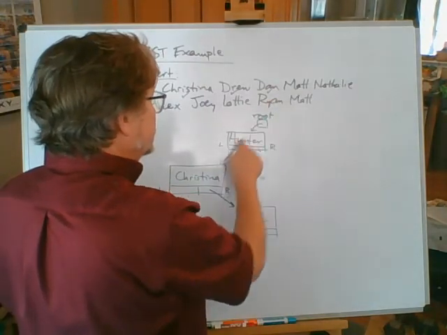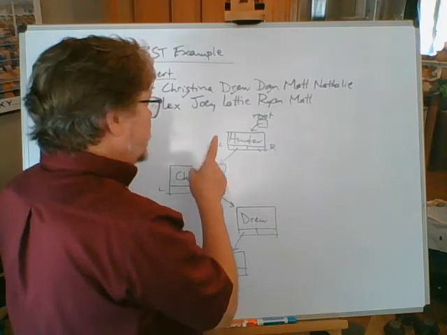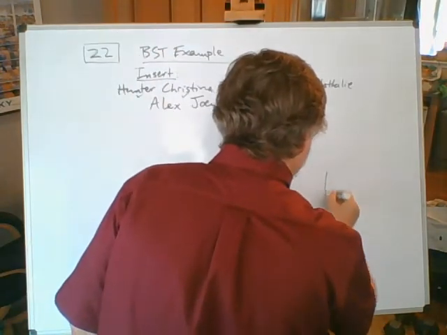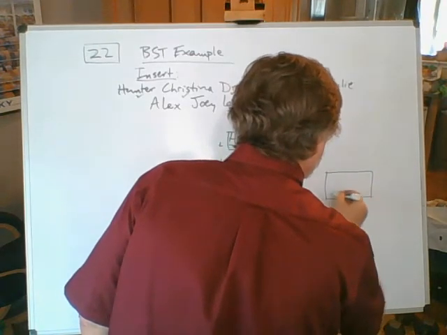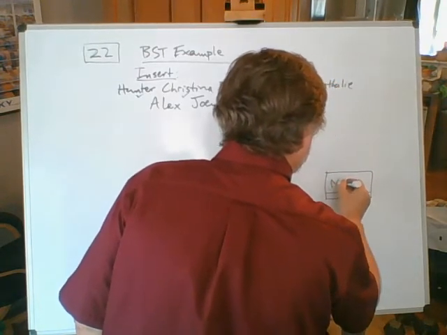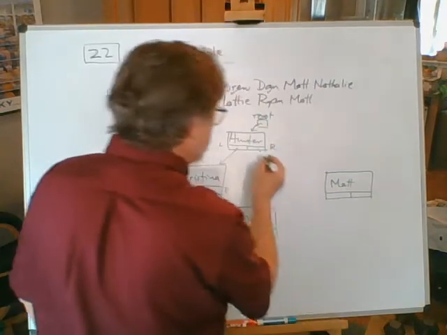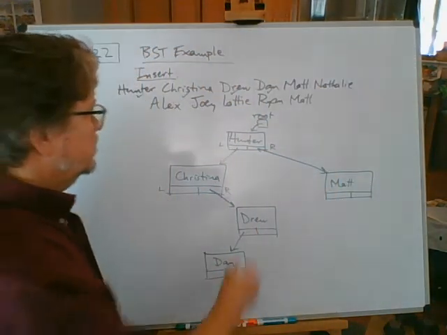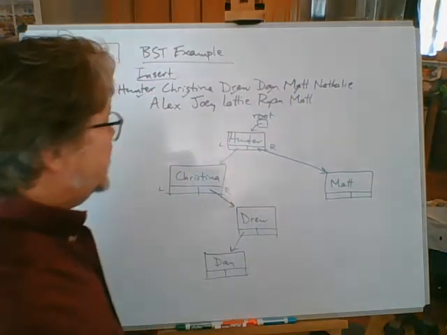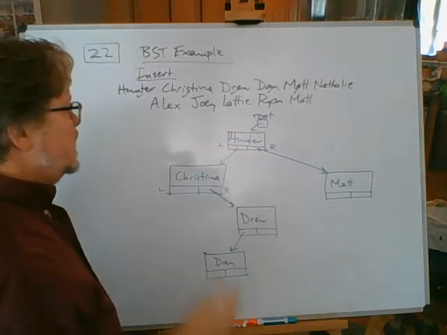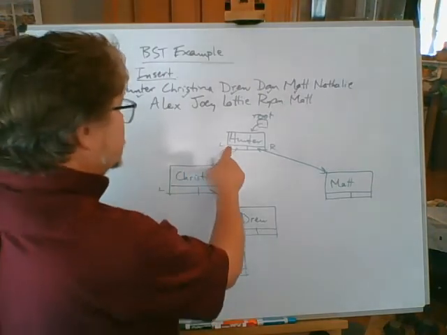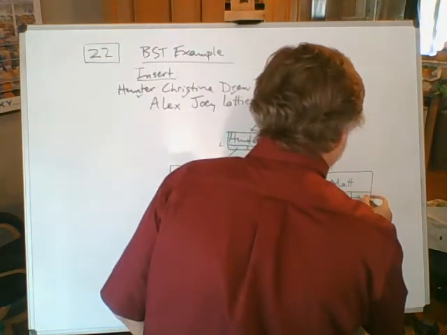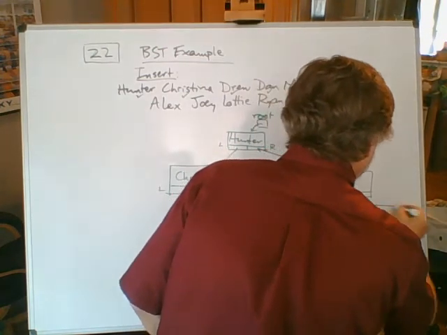Let's see what happens here. Matt. M is greater than H. There we go already. H-I-J-K-L-M-N-O-P. Yeah. M is greater than H, so I'm going to put Matt over here, so we've got some growing space for other branches of the tree. And Matt becomes Hunter's right child. Check. Next is Natalie. N is greater than H. N is greater than M. So Natalie becomes Matt's right child.